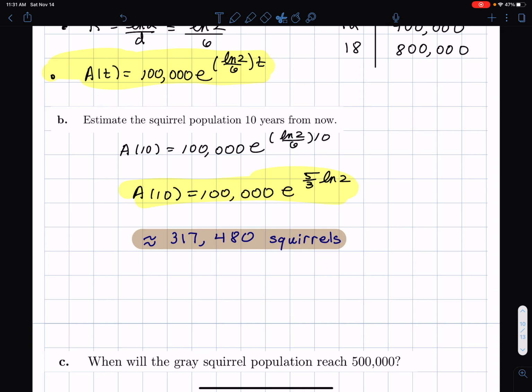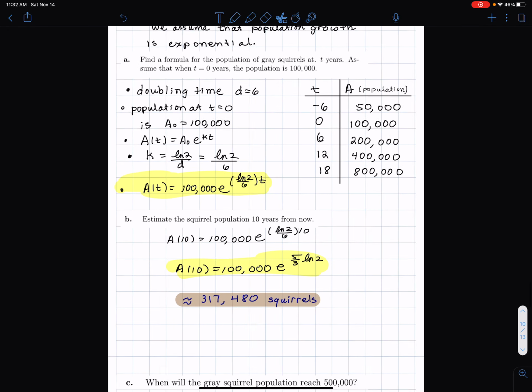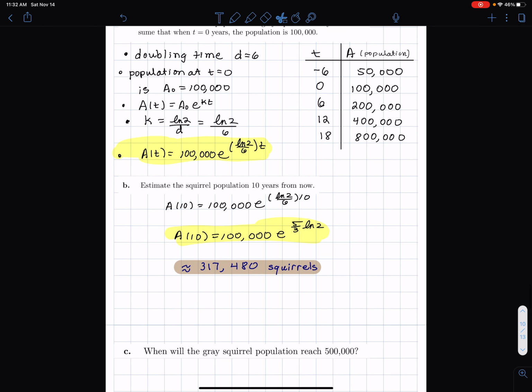That's what this is. ln 2 is an exact value, 5/3 is an exact value. And then if you want, you can put it in the calculator. If you don't have a calculator, or if your calculator really doesn't work well for that, then don't do that. Okay, so does this make sense?